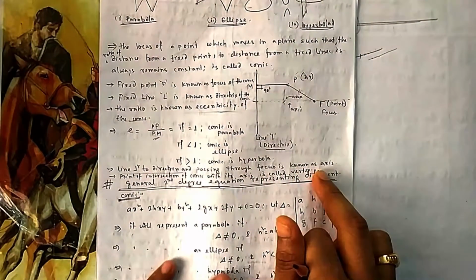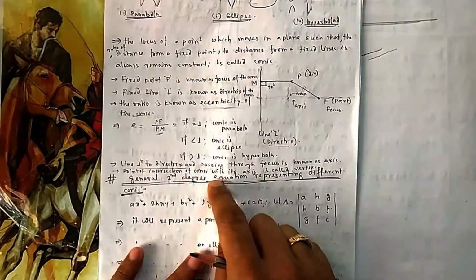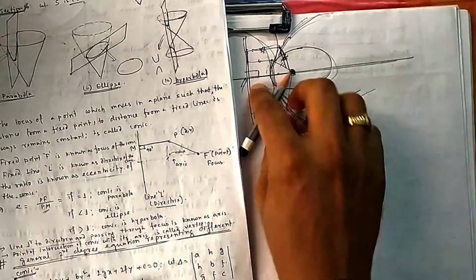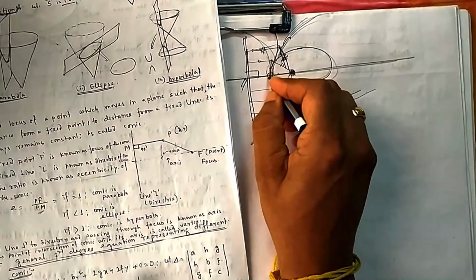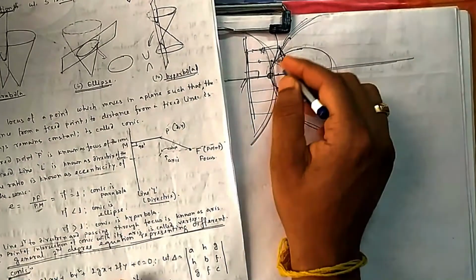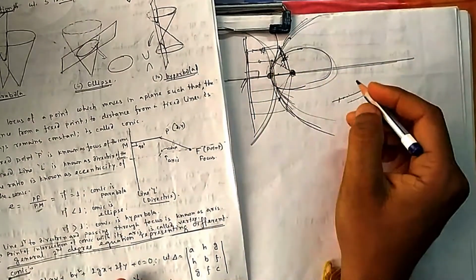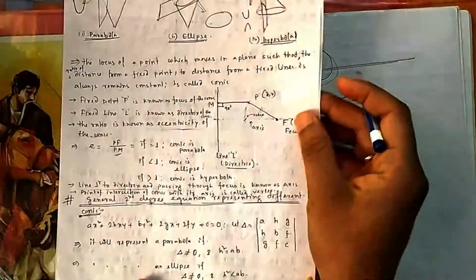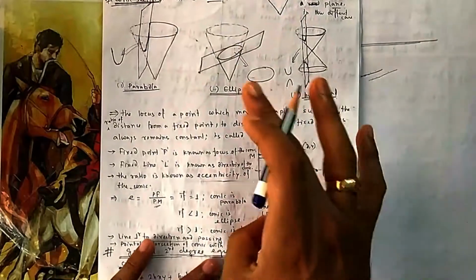That line is known as the axis. The point of intersection of the conic with that axis is known as the vertex. You see this is the axis, and this parabola's point of intersection is this, so this point becomes the vertex. Same for the ellipse, this point becomes the vertex. Same for the hyperbola, this point becomes the vertex. So you know which one is the vertex. That is the basic idea of the conic.